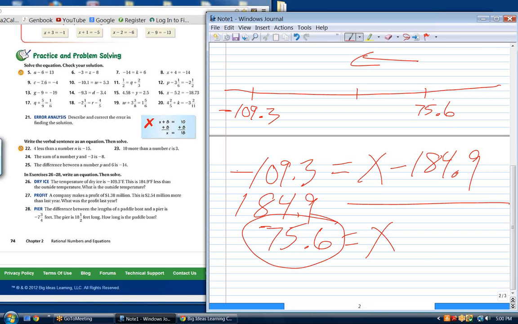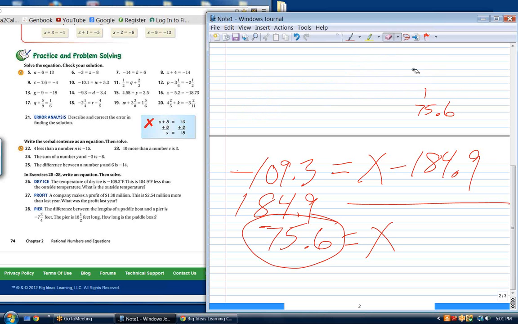Yeah. And 75 degrees is 184 degrees more than minus 109, because it's the sum of this distance plus this distance. So we worded it correctly.